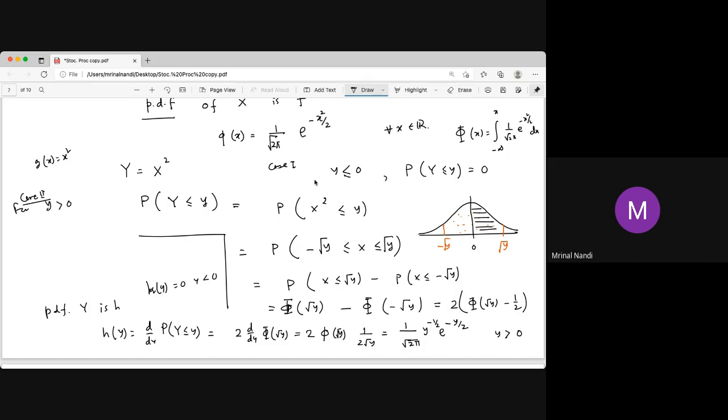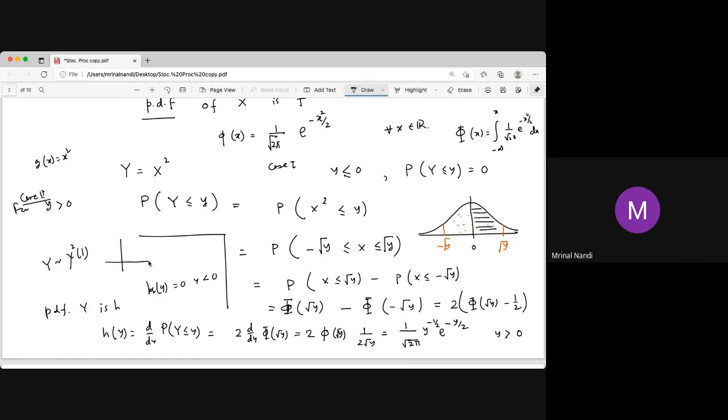Since x squared is y, this is nothing but the PDF of the chi-square distribution. So y follows the chi-square 1. The PDF of the chi-square 1 is 1 by root 2 pi, y to the power minus half, e to the power minus y by 2, if y is positive, and if y is negative, then it is 0.